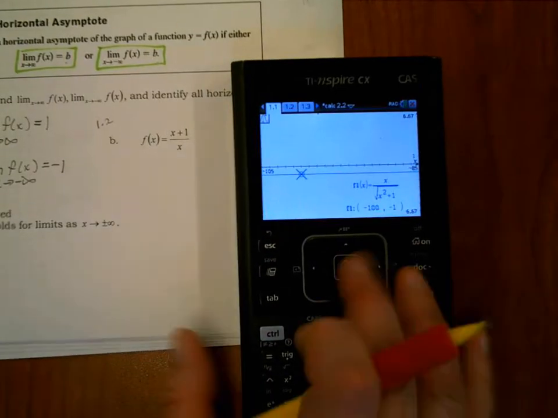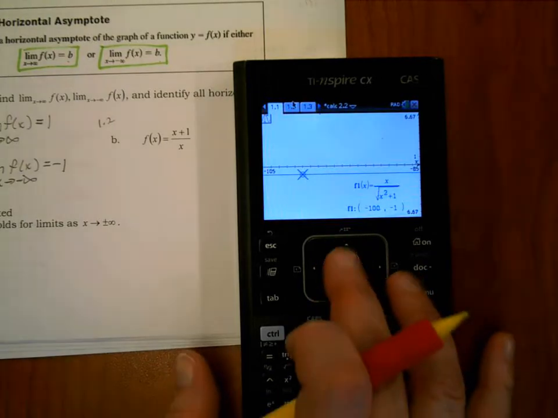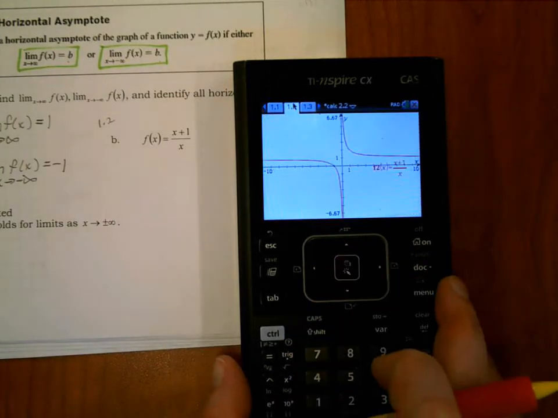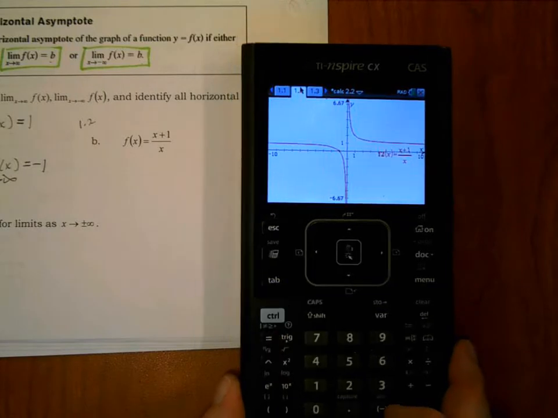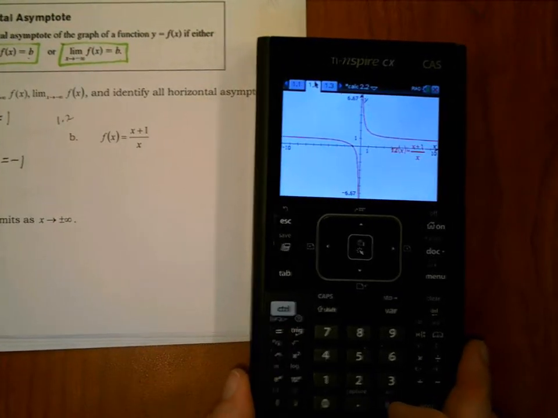Okay, so now let's move on and look at our graph for part B here. So here it is. It's a hyperbola, really, that basically ended up getting shifted.